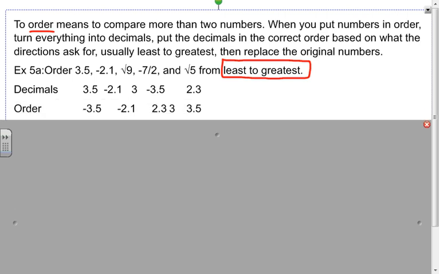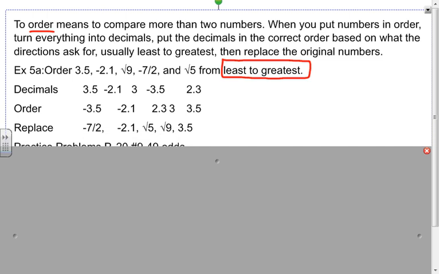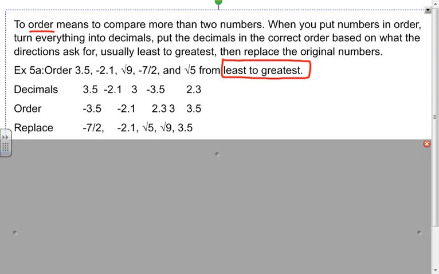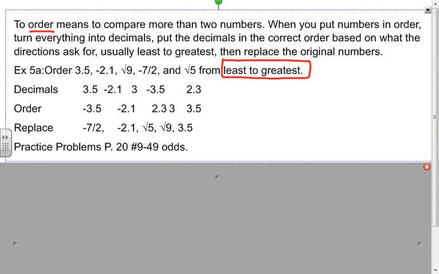Then I have to put them in the correct order. Negative 3.5 is the smallest, then negative 2.1, then 2.3, then 3. Sorry, those got a little close together. Then 3.5. I put them in the correct order, but those weren't the numbers they gave me in the problem, so I have to put the original numbers back in. Negative 7 over 2, negative 2.1, the square root of 5, the square root of 9, and 3.5. Your practice problem for this lesson, page 20, numbers 9 through 49, odds.